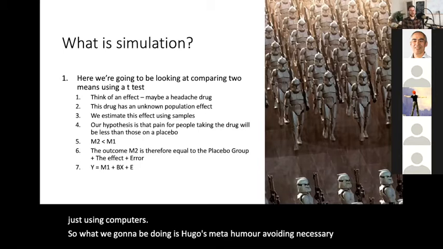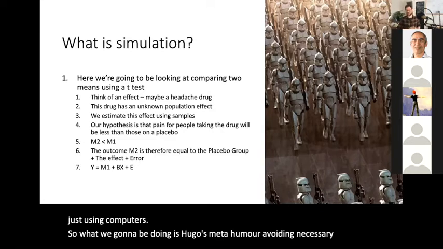Throughout this whole session, and we're going to get onto the coding very soon, we're going to be looking at comparing two means using a t-test. We're essentially going to be imagining an effect, and we might be thinking of a headache drug. This drug has an unknown population effect. If we gave the population of everyone who has a headache this drug, it would have some effect on their pain levels. We can never know this because we can never track down every person who has a headache at any one time. It's also a transient state, so it's very unlikely that this could ever happen. So we just take samples of people with headaches, give them this headache drug, and see what the effect is, and try and estimate this mean effect of pain reduction based on this drug.